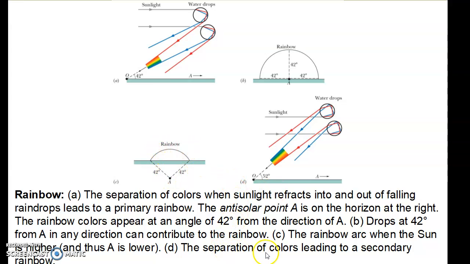And the separation of colors leads to a secondary rainbow. You get a secondary rainbow that has a different color orientation, you note, from the primary rainbow. That's the key thing that you have to know, whether you're looking at a primary rainbow or a secondary rainbow. And I think that's going to be the end of this particular section.